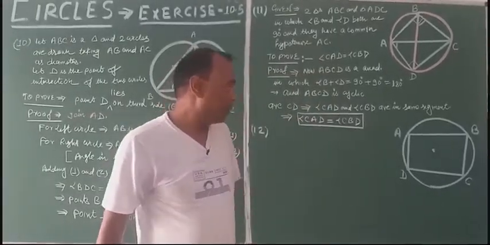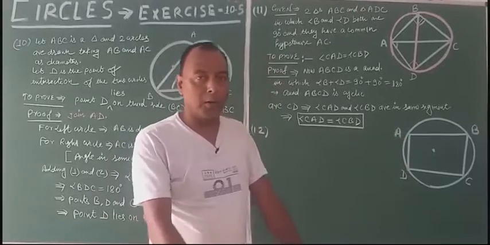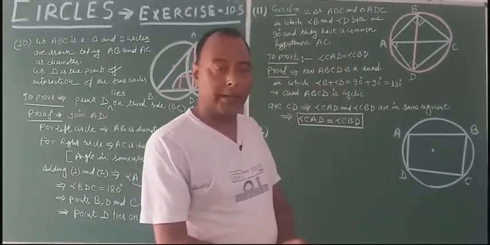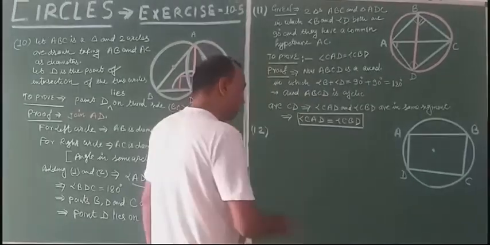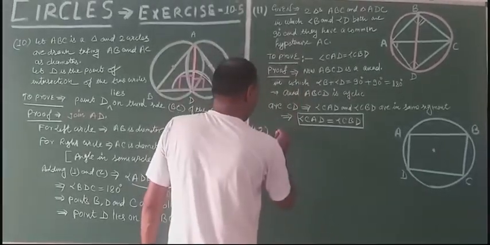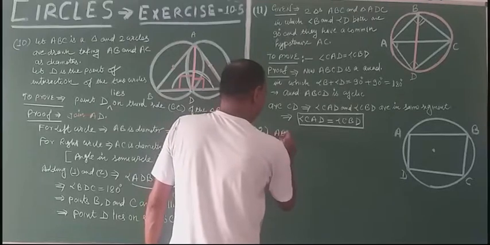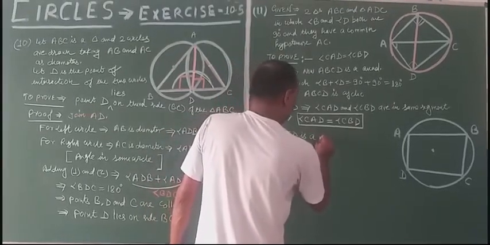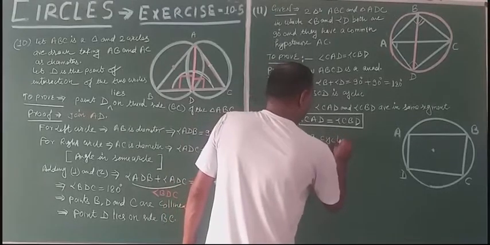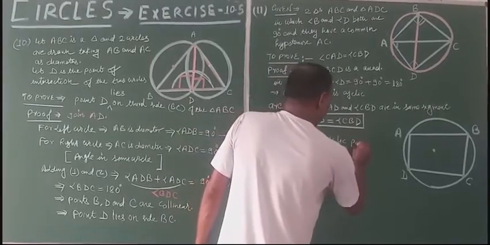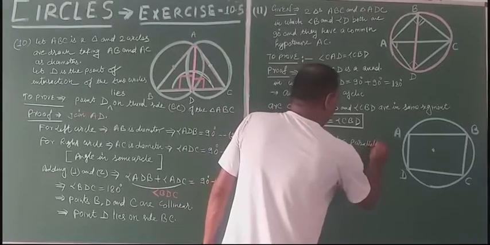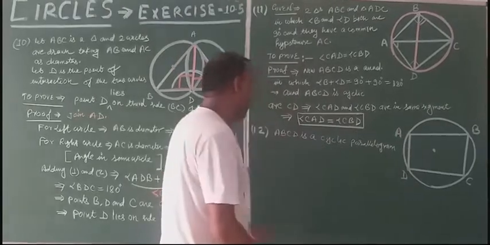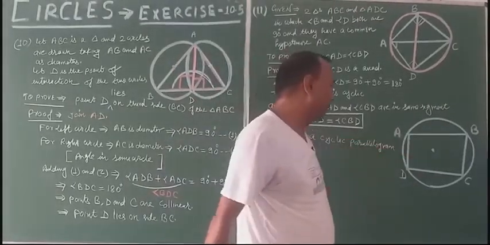To prove that the cyclic parallelogram is a rectangle. Cyclic parallelogram is a rectangle. So what you are given? ABCD is a cyclic parallelogram.